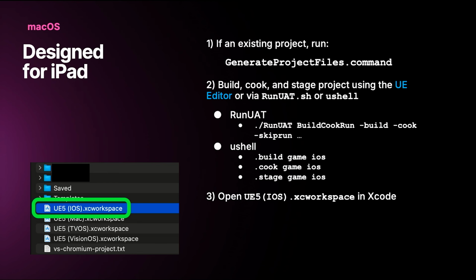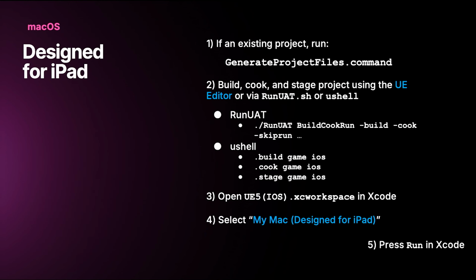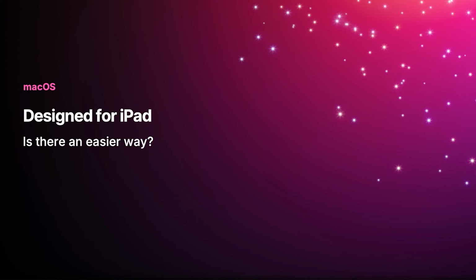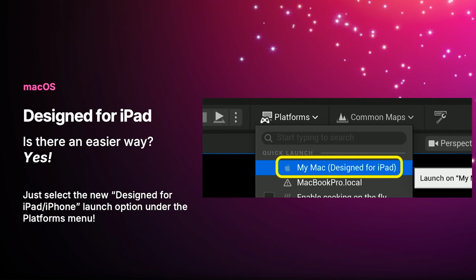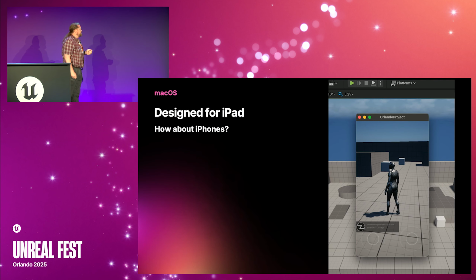Then you just open up the xcconfig workspace. You can do it from Xcode. You select this, and you'll see a new option, Designed for, this one should say iPad, this is iPhone, and I can explain a little bit why that's different. You press run, and then you suddenly get the screen. But is there an easier way? Yes, as I mentioned, there's just a new item in the platforms menu. And that will appear automatically now with all new 5.6 projects, which I expect most people will actually use.